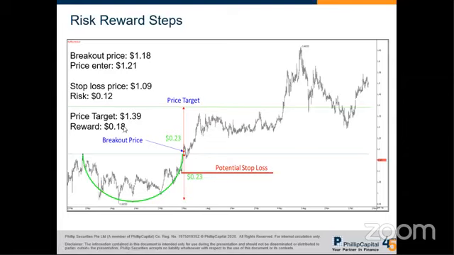So from my point of entry of 1.21, I can expect a potential reward of 0.18. Then stop loss, I always have a stop loss. I want to keep my stop loss maybe around the previous swing before it broke up. So this is my stop loss. Subsequently, you can see the risk reward ratio is around 1.5 times. If this meets my threshold, I will take this trade. If it doesn't, I'll just give up the trade. I don't want to take any trade that doesn't have a favorable risk reward ratio for me.